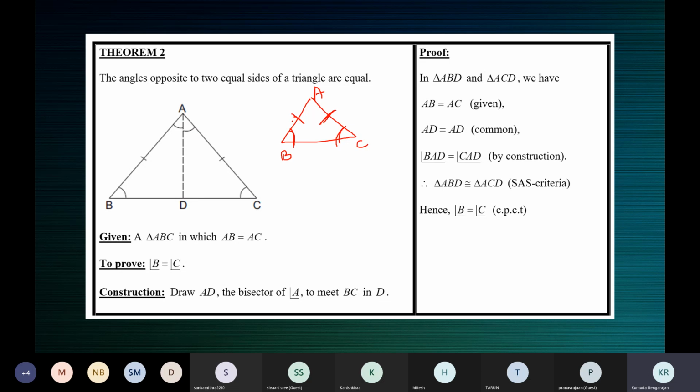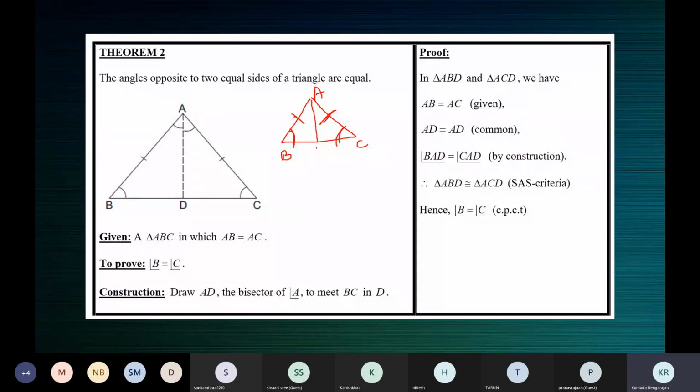To prove this, we need to take up a construction. Let's draw AD. We are given only triangle ABC, with AB equal to AC. We need to prove that angle B is equal to angle C. Now this AD comes later.